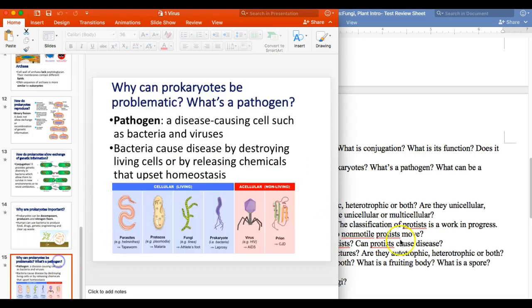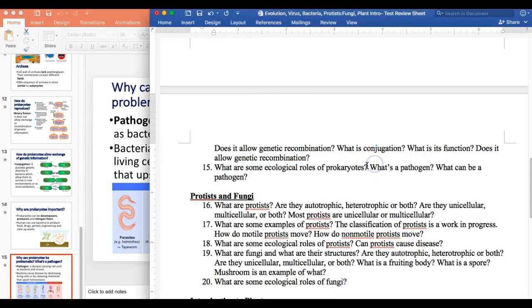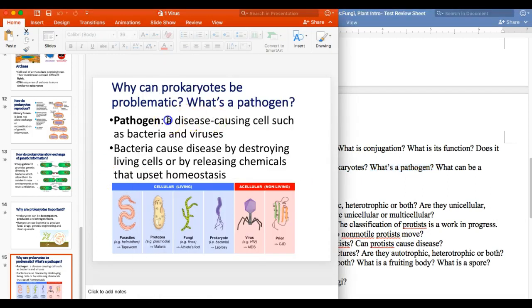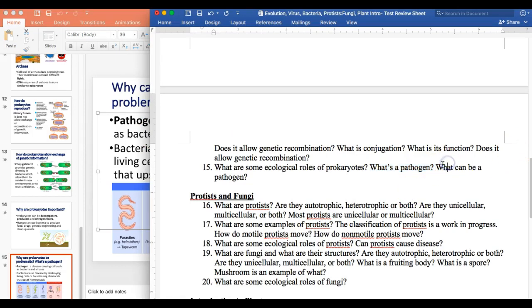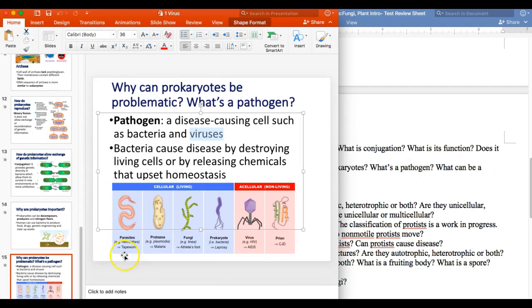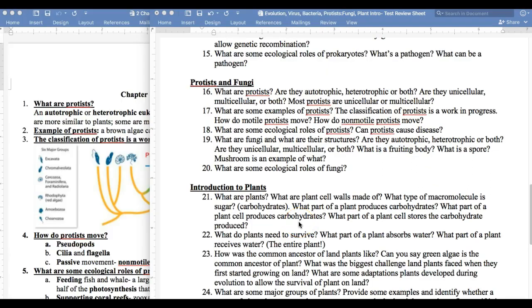It's very important. The last one is, what's a pathogen? A pathogen is something that can cause diseases, a disease-causing cell. So that could be a virus or a bacteria. A virus, remember, is not actually a cell. What can be a pathogen? A bacteria and a virus.